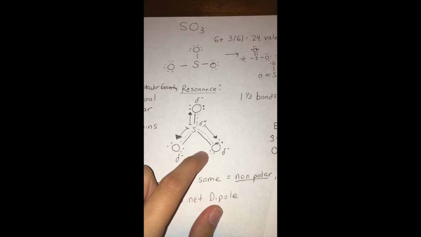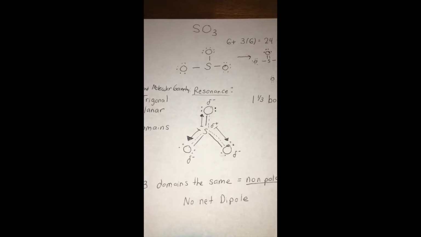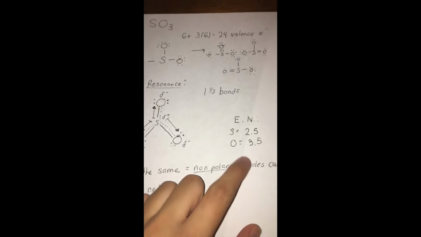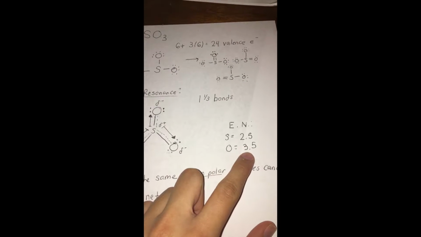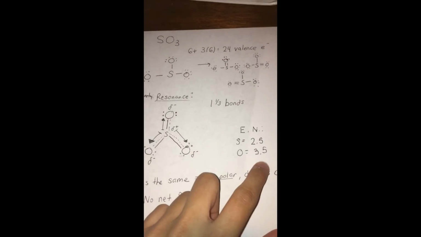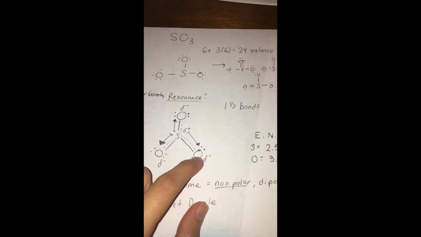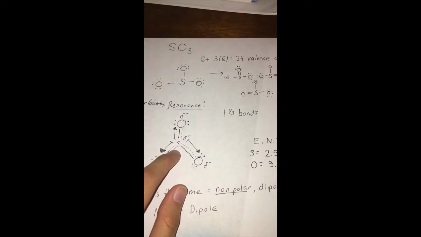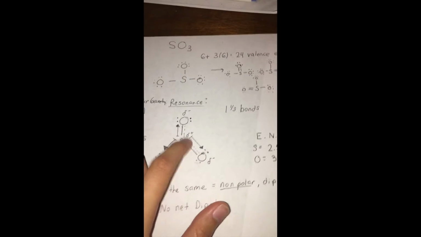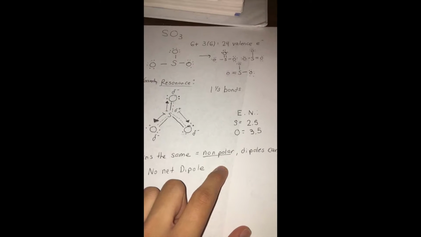And for the bond dipoles, we need to look at electronegativity. The electronegativity of sulfur is 2.5 and the electronegativity of oxygen is 3.5. The electrons are going to move towards the most electronegative atom, so this one is going to have a partial negative charge. All oxygens are going to have partial negative charges, and the sulfur is going to have a partial positive charge. And since all 3 domains are the same, it makes it nonpolar. The dipoles are going to cancel, and there's going to be no net dipole.